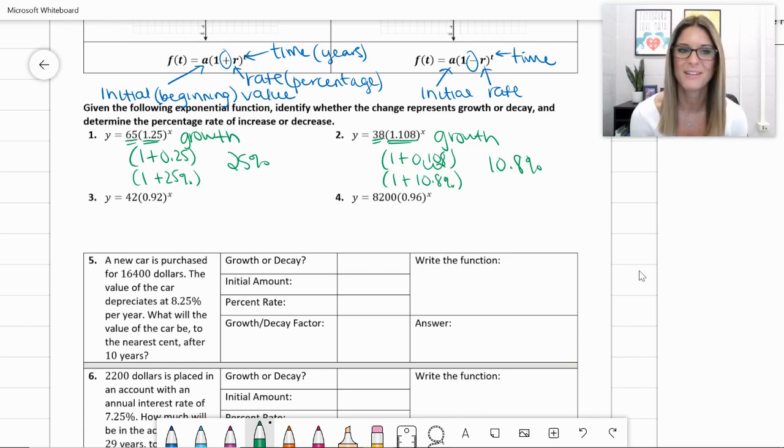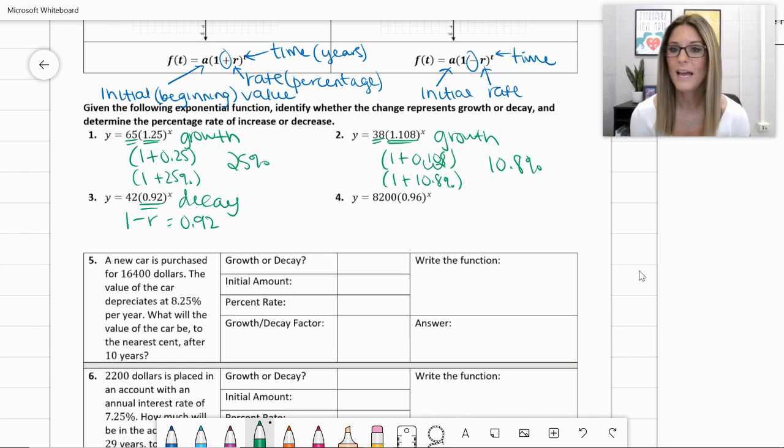Can you tell this time? Here's our rate, 0.92. This is a decay. Now, it's not decaying by 92%. We have taken 1 and we have subtracted away the rate to give us 0.92. So let's take 1 and subtract 0.92 to determine our rate. 1 minus 0.92 is 0.08, or 8%. So this function is decaying by 8%.